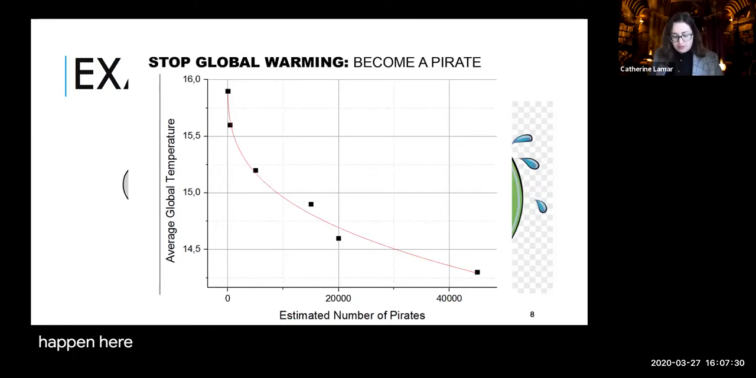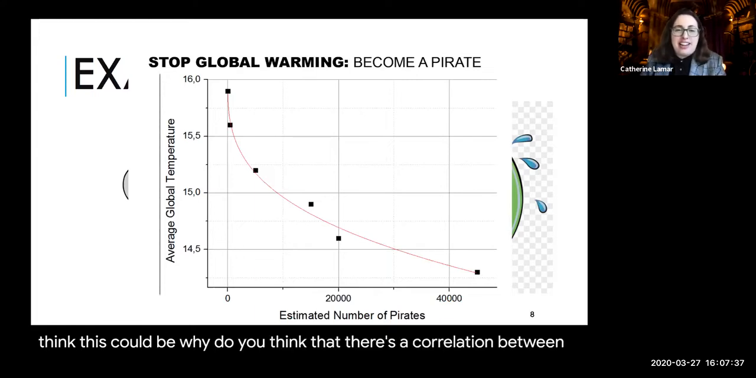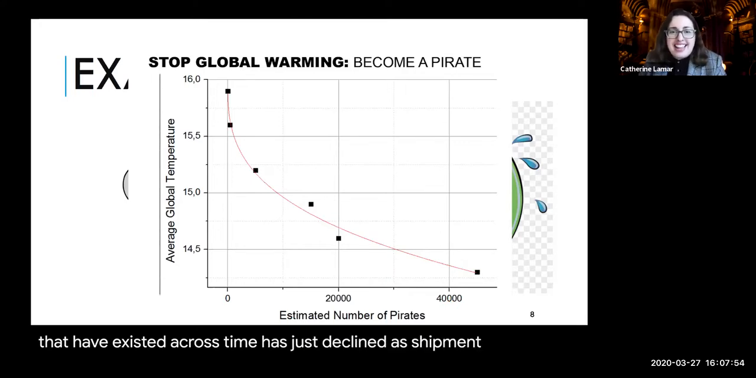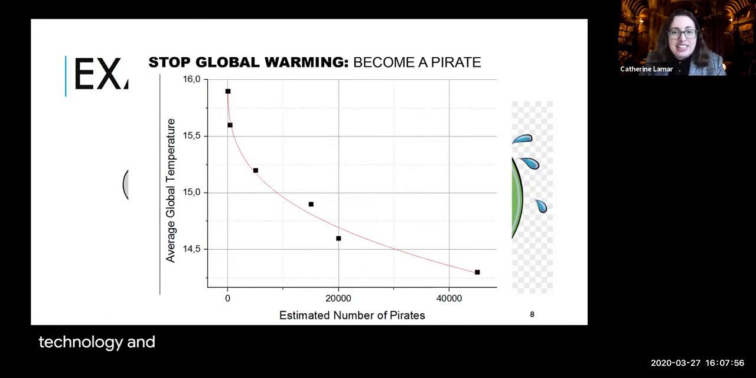So now hopefully we've thought for a second, and what do you think this could be? Why do you think that there's a correlation between our global temperature and the number of pirates? Maybe some of us thought of a variety of different things, like, well, the number of pirates that have existed across time has just declined as shipments and technology and other things have advanced and increased substantially.